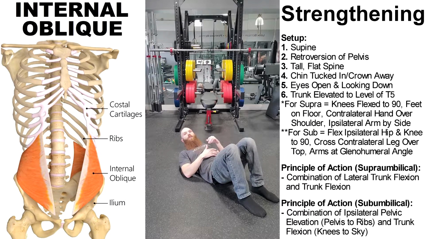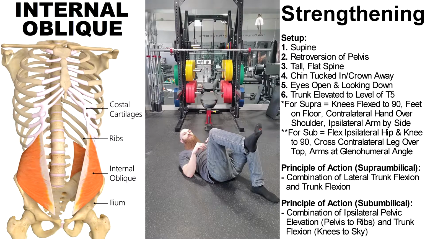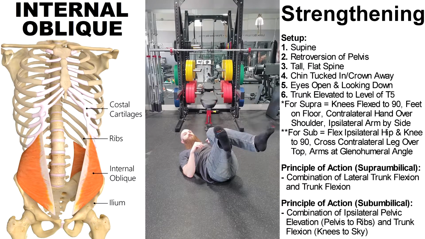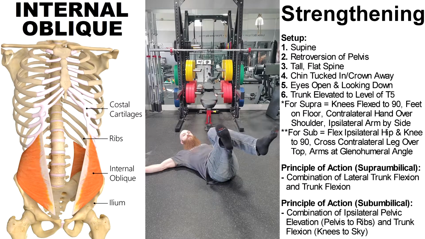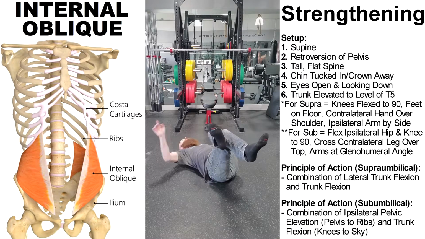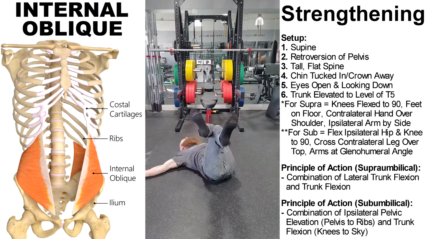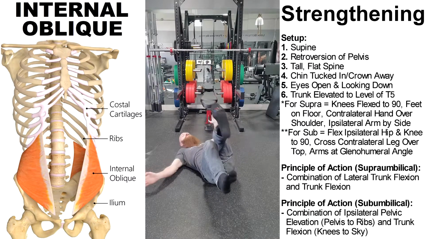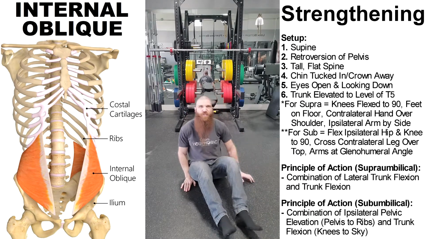Next, if we want to target the subumbilical fibers in the lower abdominals, we're going to take the ipsilateral leg, flex the hip and knee to 90 degrees. Then we're going to take a contralateral leg, wrap it up over top, arms at the level of the glenohumeral angle. Then we want to do a combination of lateral flexion, and then we want to drag the knees up toward the sky. And this is to target the subumbilical fibers. Those were the 2 strengthening exercises for the internal oblique muscle.